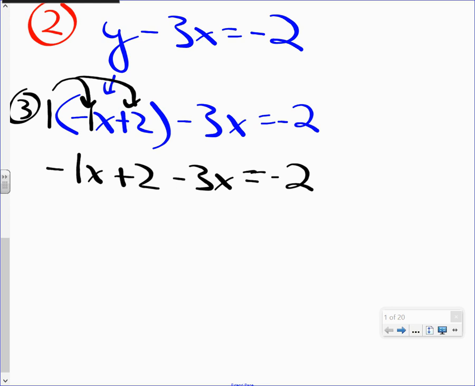So let's think back to quarter 1, way back in August and September days when we were doing this. Now what's the next step? What do I do?